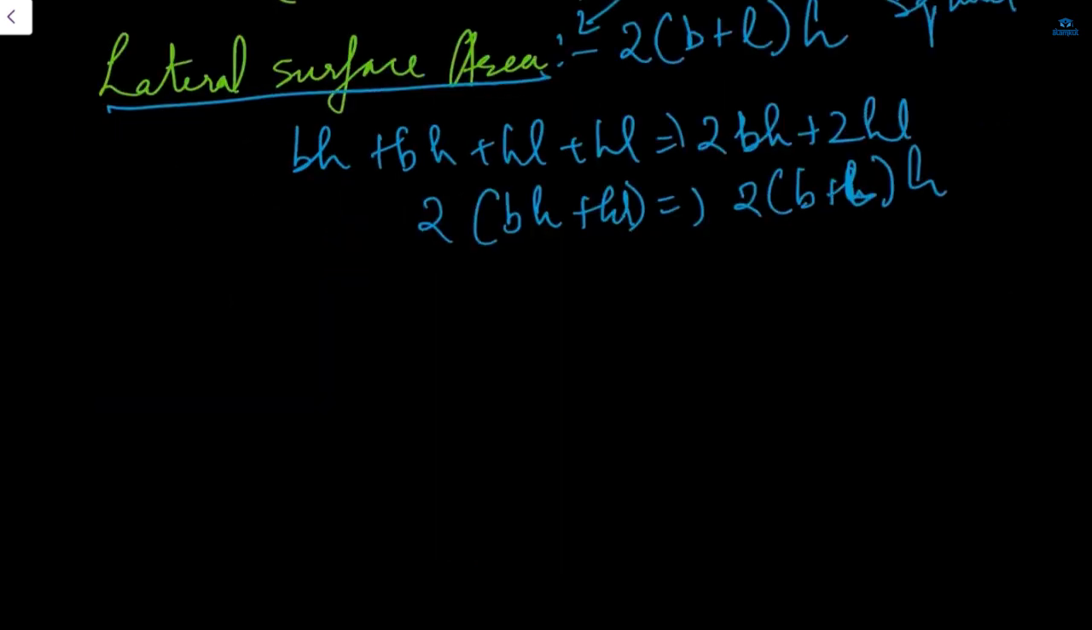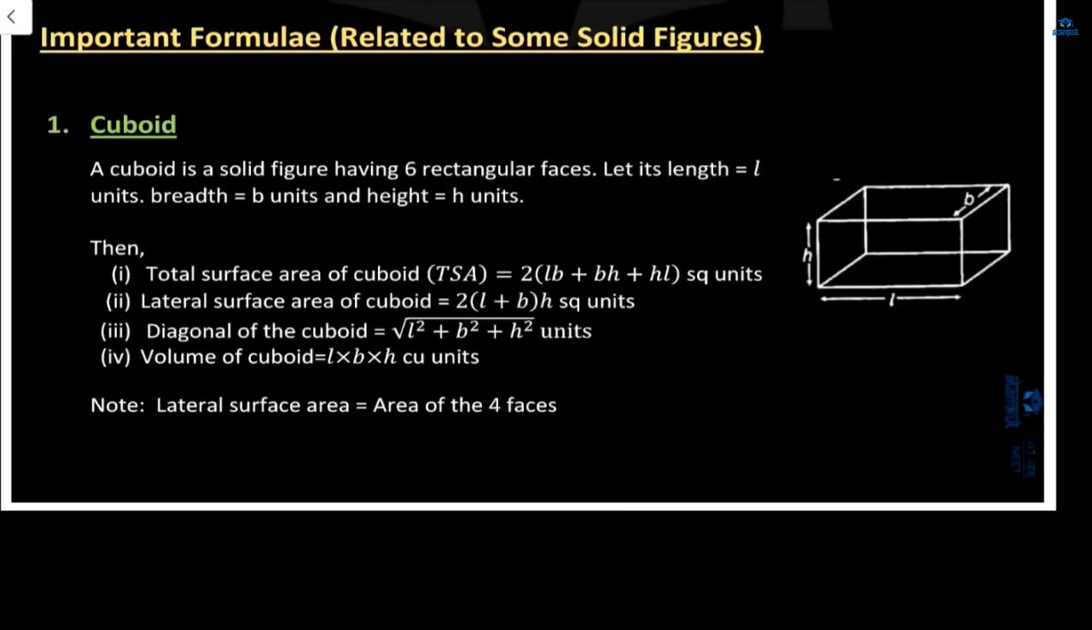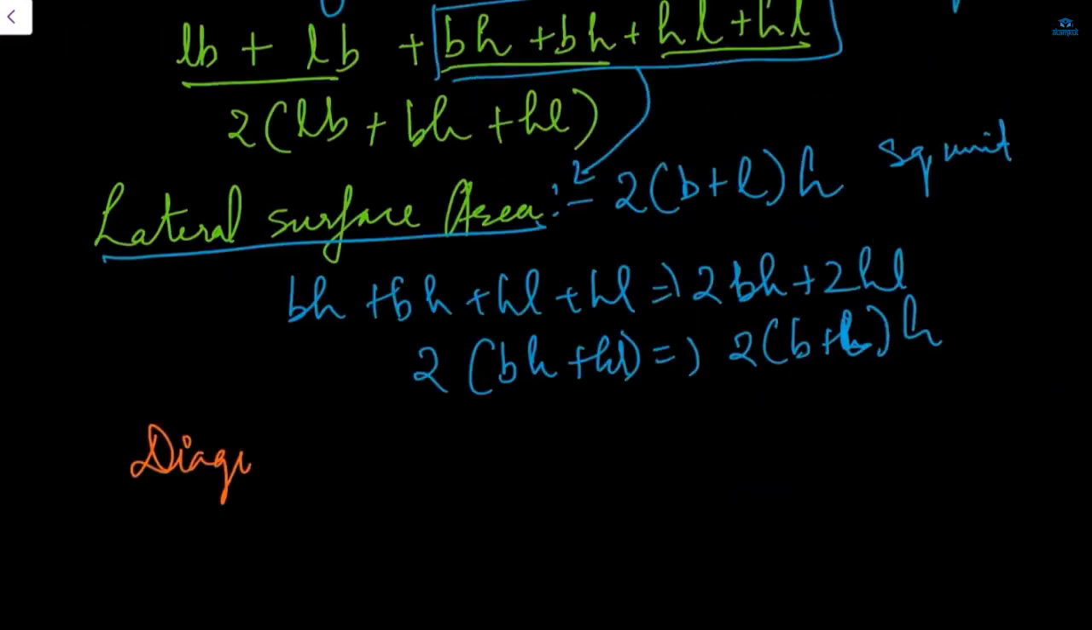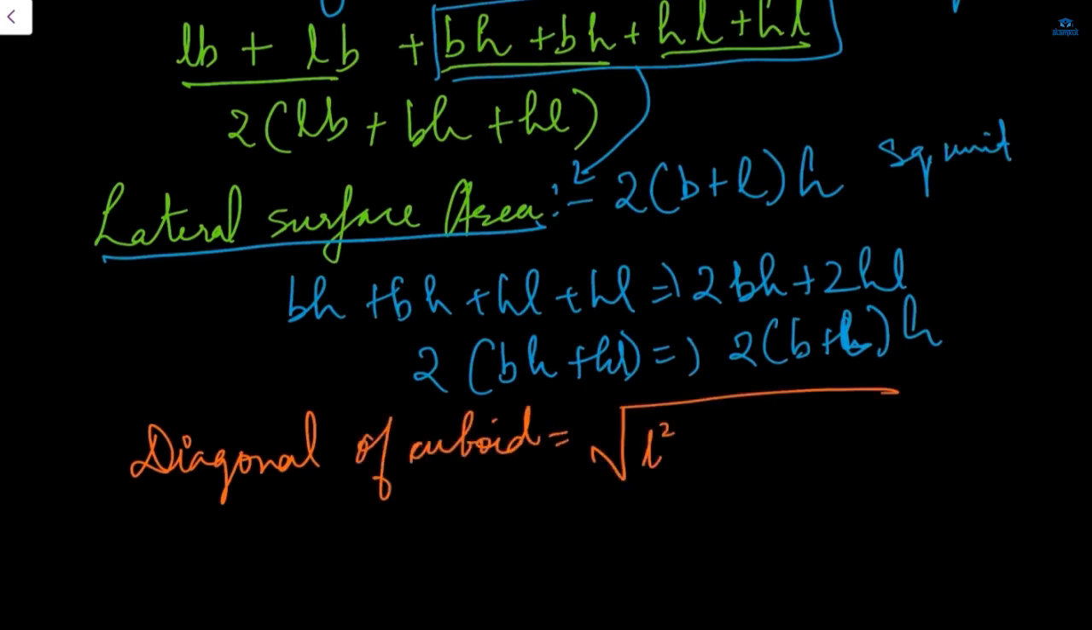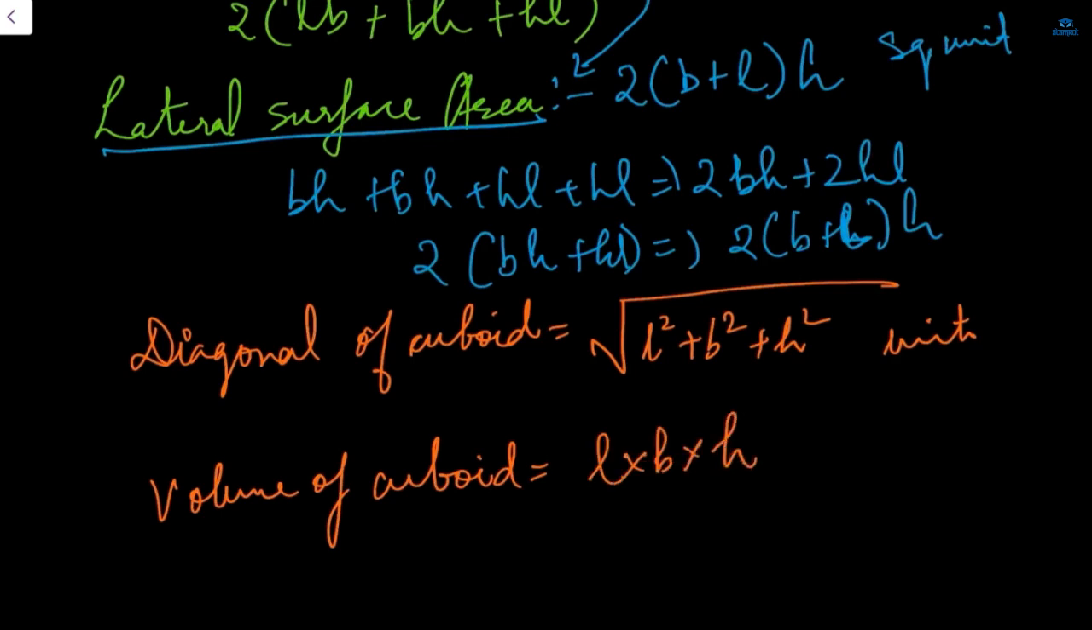Now if you check what else, volume is there and anything else is there, diagonal. Okay, so if you check diagonal, the diagonal of the cuboid will be root of L square plus B square plus H square. Okay, unit. All the things are squared inside the root. Now volume of cuboid will be L into B into H. Okay, now cube unit will be there.